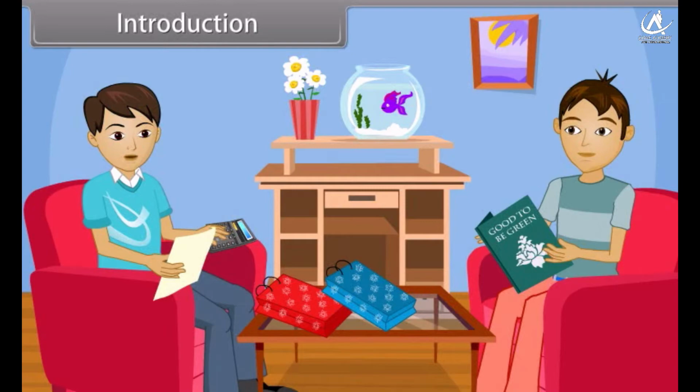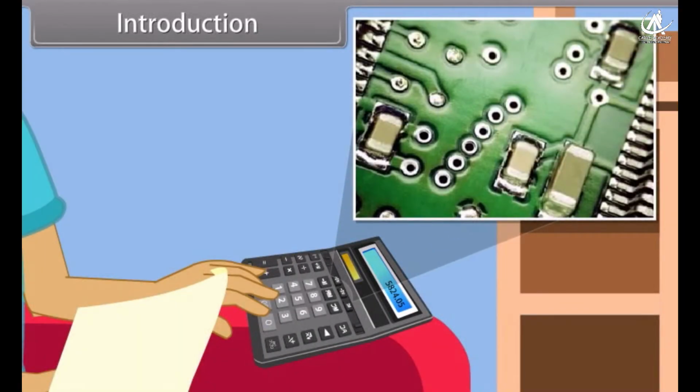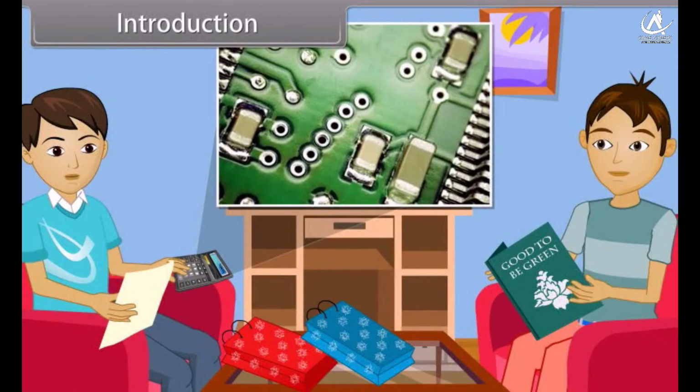"Okay, Raj, I will tell you. A calculator works on the combination of diodes. A diode is a semiconductor device and it can be used for on and off purposes. When the diodes are arranged in a particular manner, they give a specific logical result."